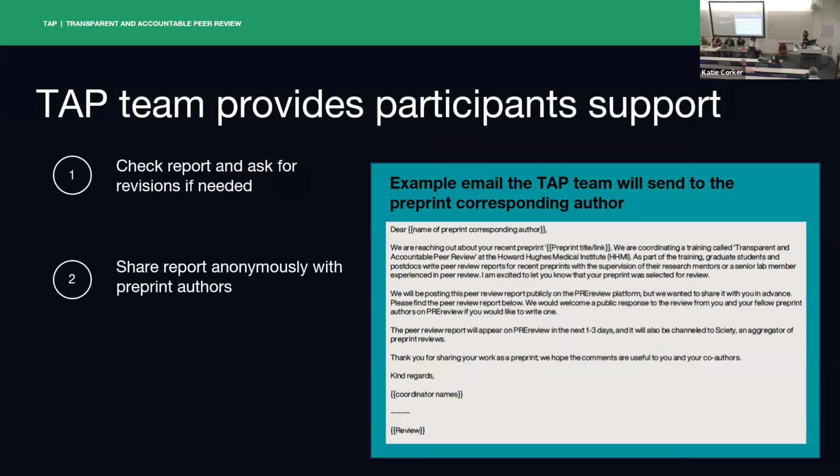We ask for revisions if they're needed. Sometimes there are, about 30% from last year's cohort. And then we share the report anonymously with the preprint authors. This is important because we want our peer review reports to be of value to the preprint authors.